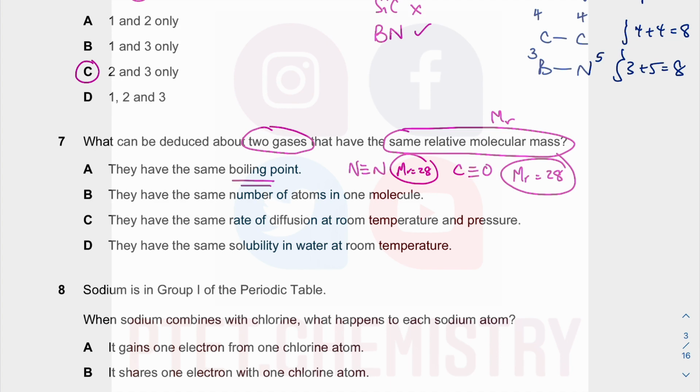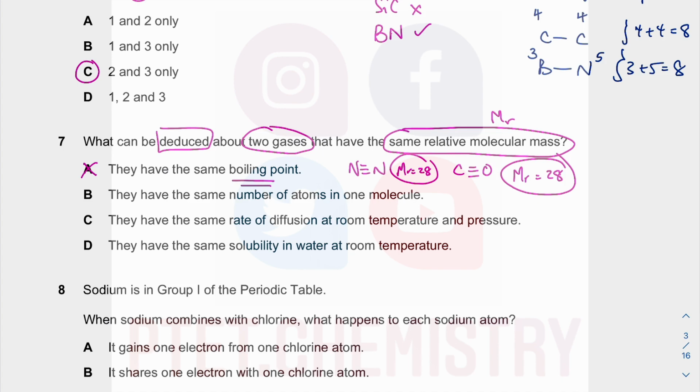So it's not really a conclusion, right? Not necessarily the same boiling point, because they can have the same molecular mass but different atoms actually. So I'm not very happy with A. How about the same number of atoms in one molecule? Not really, no. How can I show this? Well, let me just go through option C first.